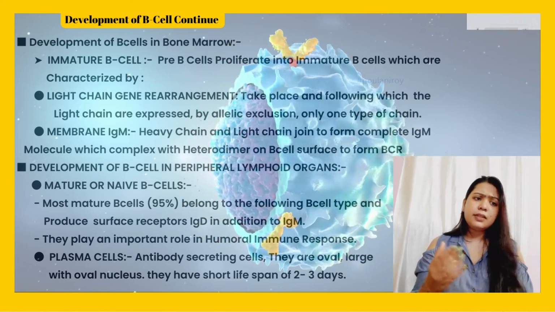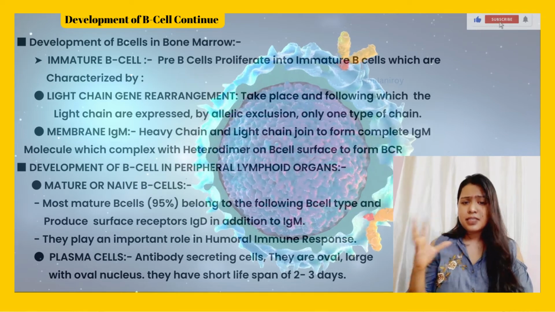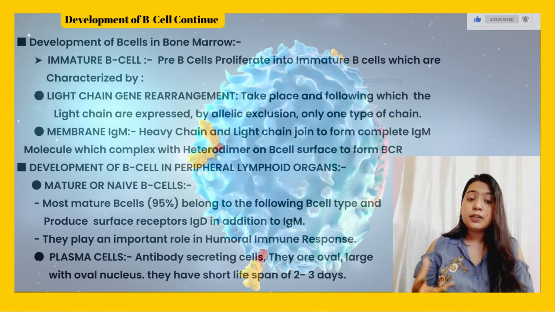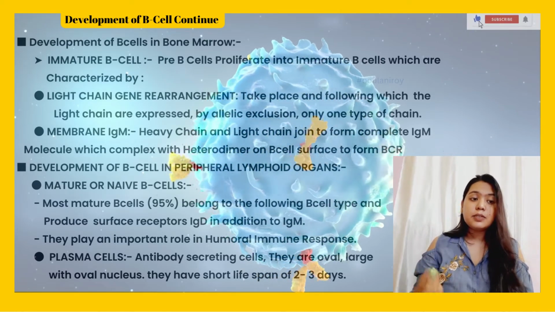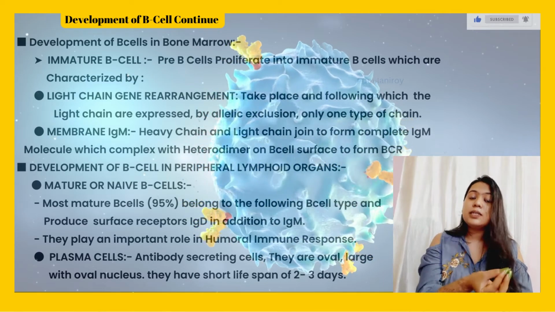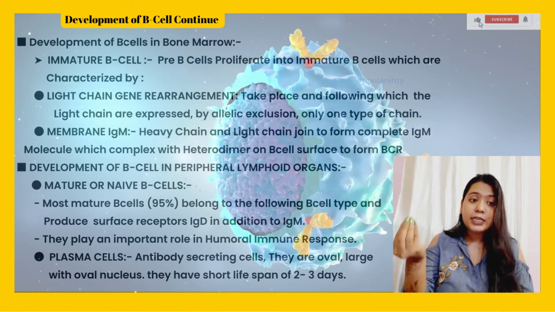Now see, next what they are telling, plasma cells. These B cells, okay, ultimately the matured B cells, they get converted into your plasma cells also. Now the antibody secreting cells, okay, they are the one, the plasma cells are the ones which will be secreting your antibodies, okay.